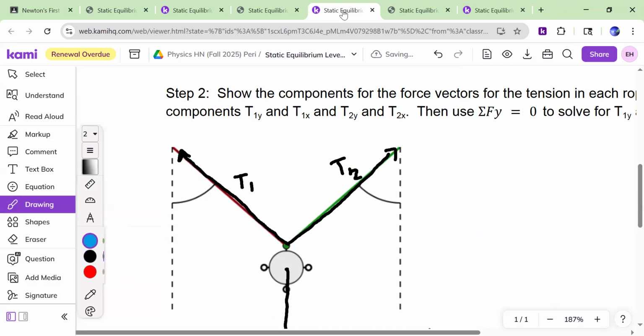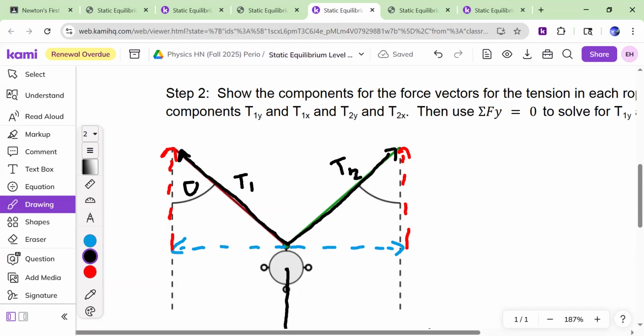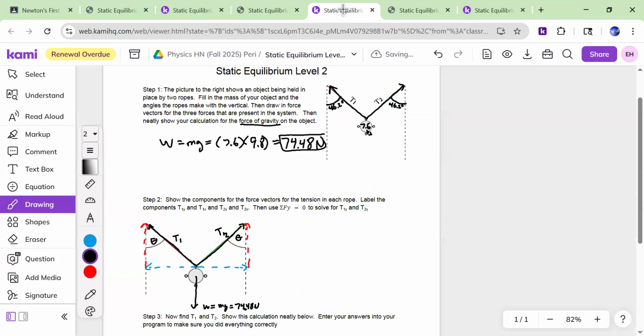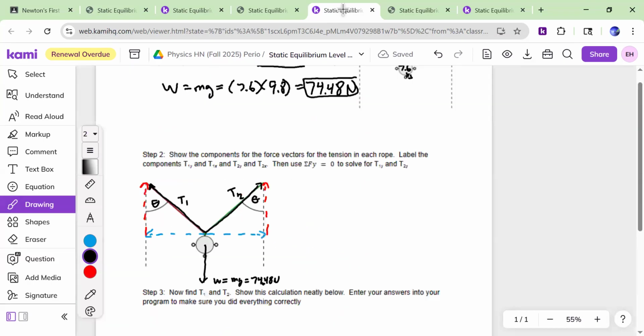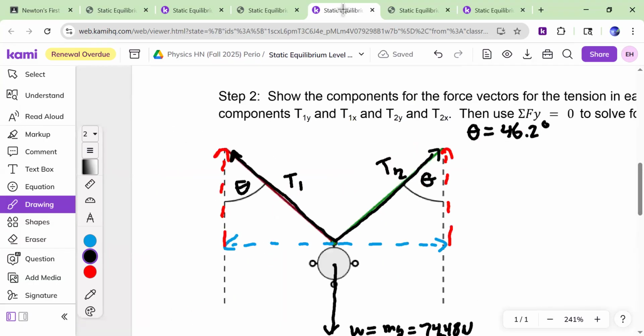Now resolve them into their components. I'm going to go horizontal in the blue direction. I'm going to go vertical red. Choose whatever colors you want. Okay. This is my angle theta. This is my angle theta. And my angle theta, according to this, for my problem was 46.2. So I'm just going to write that here above so I can insert that number later. 46.2 degrees.